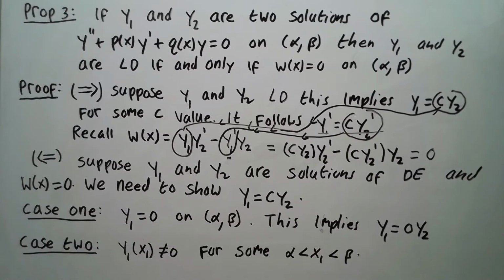Okay, so for case 2, we're going to assume then that the y function is not equal to 0 on alpha beta. That means there's going to exist at least one x value, we're calling it x1, between alpha and beta, in which the function is not equal to 0. Okay, so we're going to assume that. Okay, I'm out of space, so I'm going to erase a few things and we'll keep going.